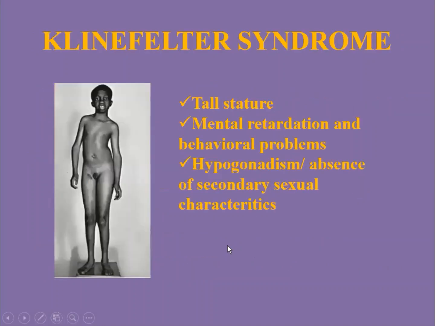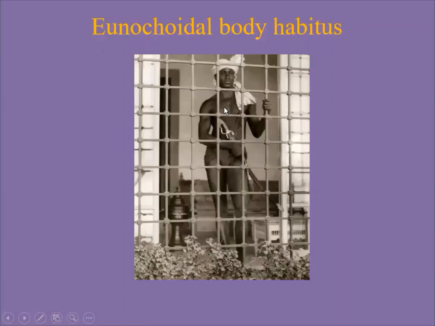So this is a child with Klinefelter syndrome. Tall stature, mental retardation, and behavioral problems are the hallmark of them. And of course, hypogonadism. The testis is not developed well in them, and therefore they don't get the secondary sexual characteristics, but they grow tall. The adrenal androgens will be effective. So that's why they will also end up with long limbs, like this person here.